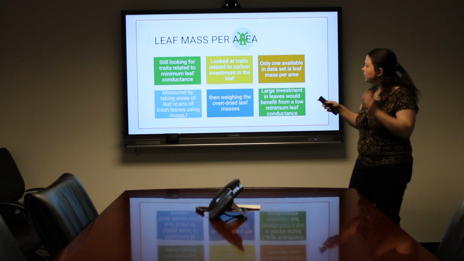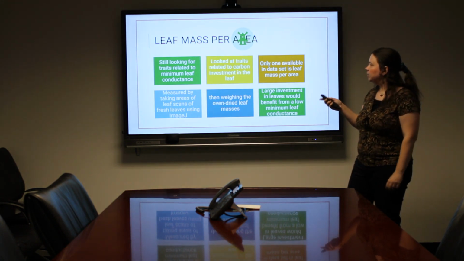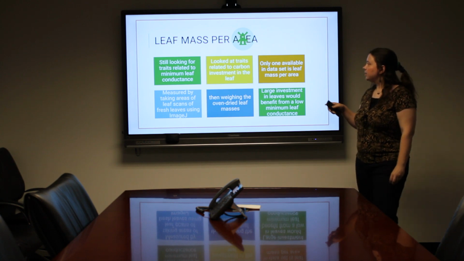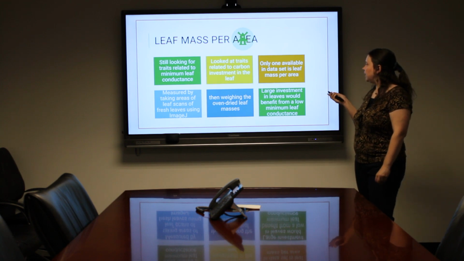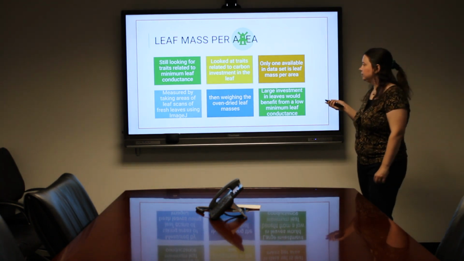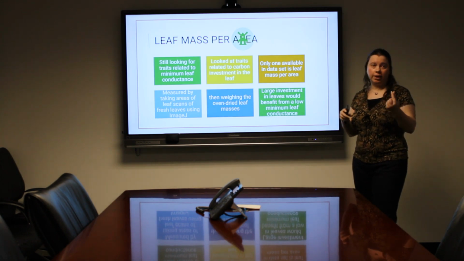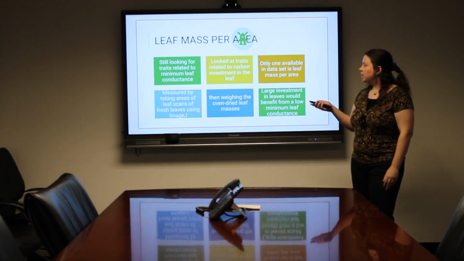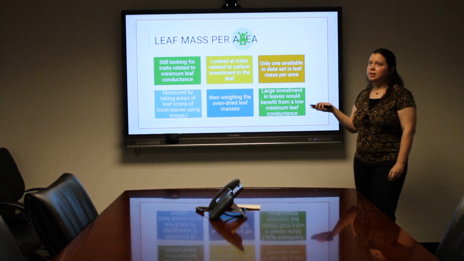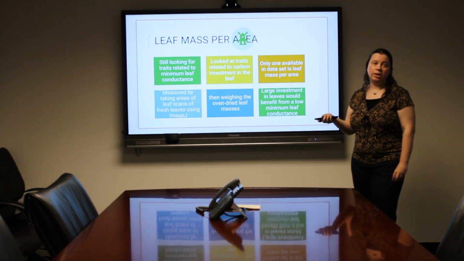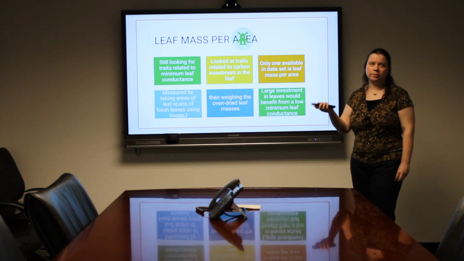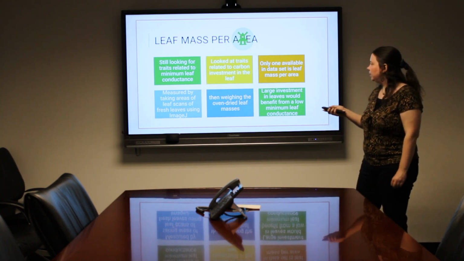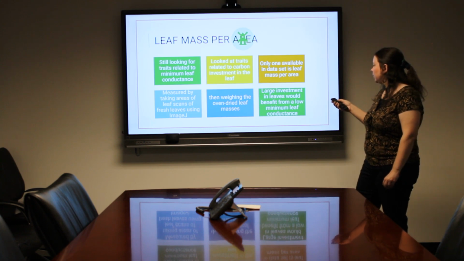Leaf mass per area. So we're still looking for traits related to minimum leaf conductance. We looked at traits related to carbon investment in the leaf. Only one available in our data set is leaf mass per area. And this gives you an idea of how thick the leaf is. This is measured by taking areas of the leaf scans of fresh leaves using ImageJ. And these areas are taken during the GMIN measurement, so we already have that information, so it's easy to get the leaf mass per area once we take the GMIN of a species. Then we weigh the oven-dried leaf masses.